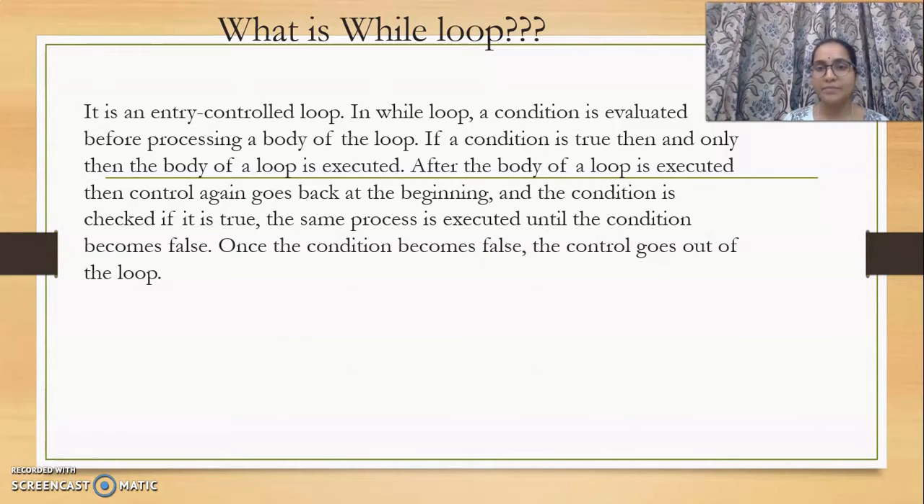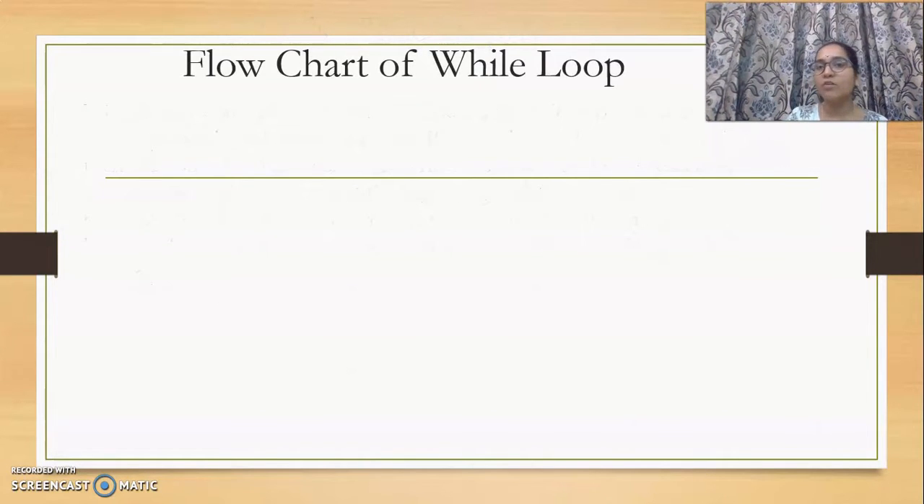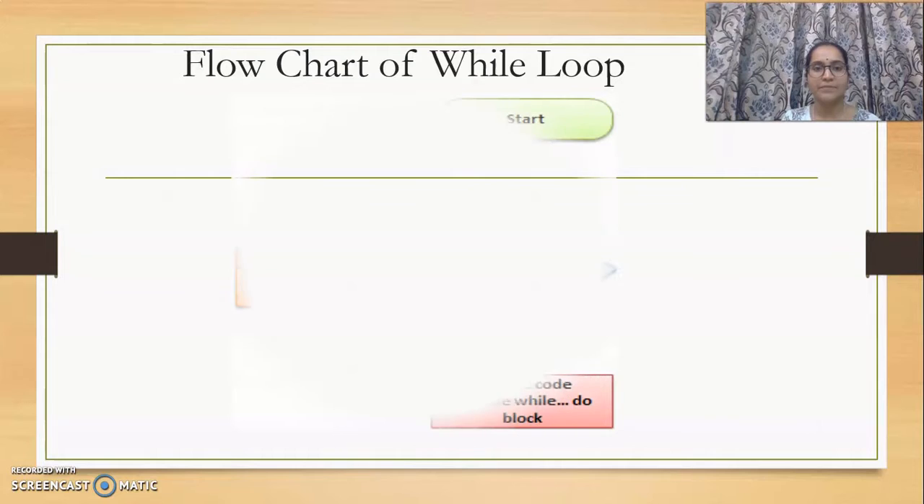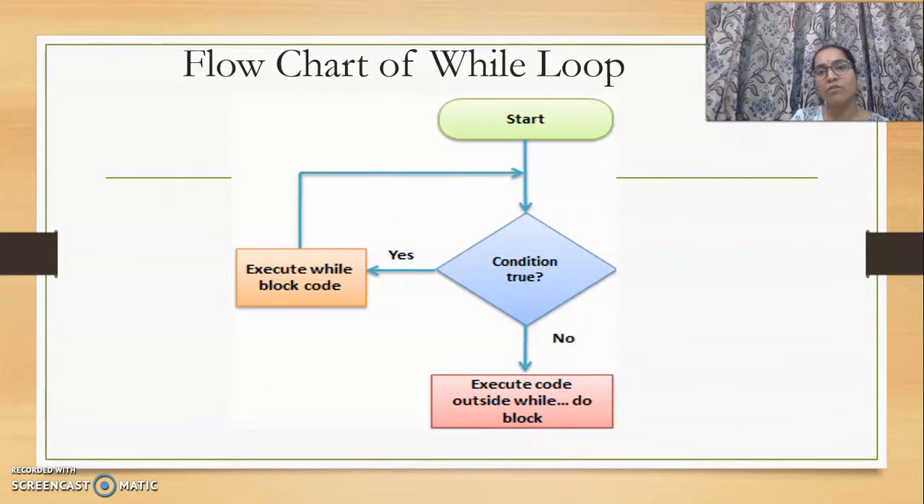So now let's look at the flow chart of a while loop. We can see how this flow chart is working. As I have explained already, when we start the loop, first the condition is checked. If it is yes, meaning true, execute the body of the while loop, and the increment or decrement statement is part of the body of the while loop.